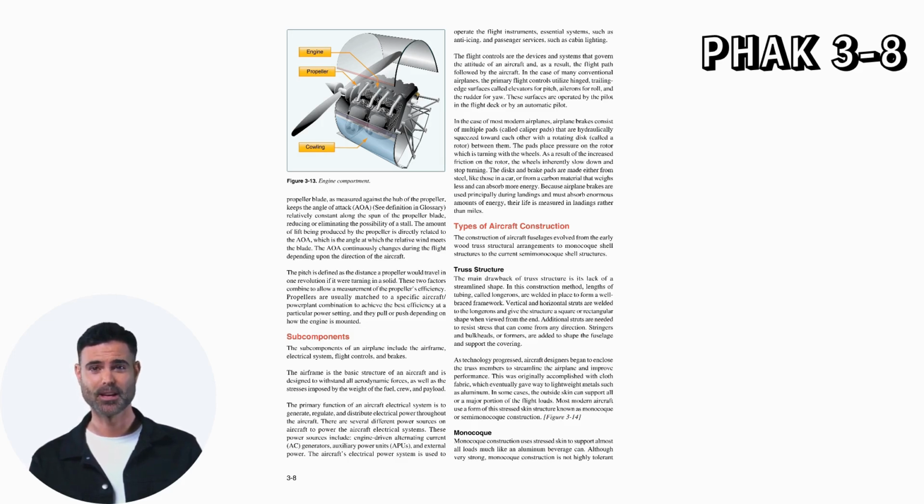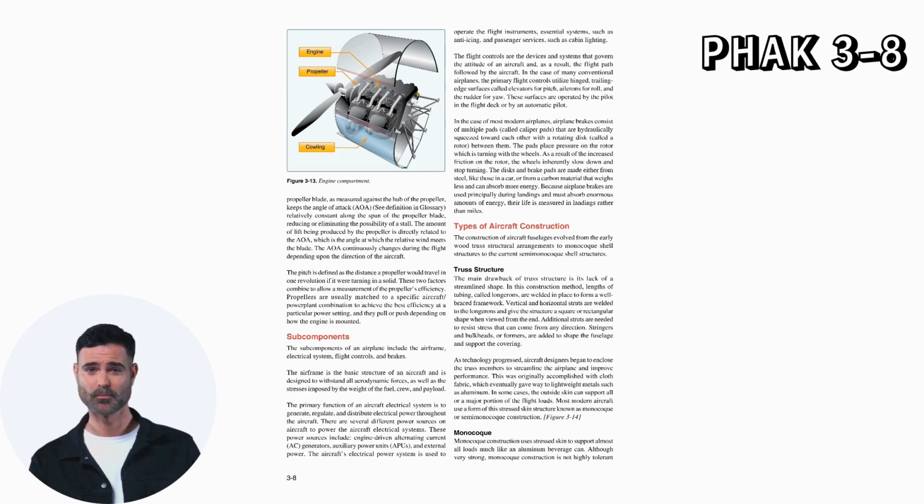such as cabin lighting. The flight controls are the devices and systems that govern the attitude of an aircraft and, as a result, the flight path followed by the aircraft. In the case of many conventional airplanes, the primary flight controls utilize hinged, trailing edge surfaces called elevators for pitch, ailerons for roll, and the rudder for yaw. These surfaces are operated by the pilot in the flight deck or by an automatic pilot.